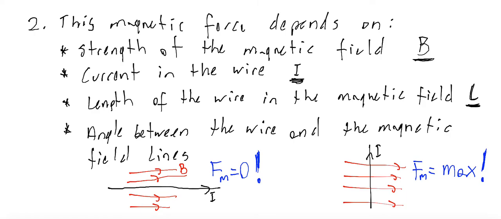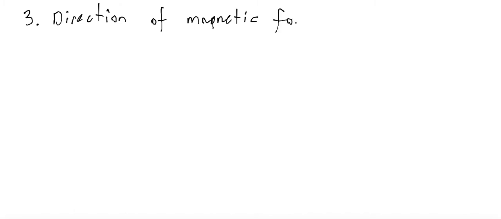and point number 3. Okay. Point number 3 will be the direction of magnetic force. And this is the most important part today, because what does a motor effect mean? Motor effect means that something moves.